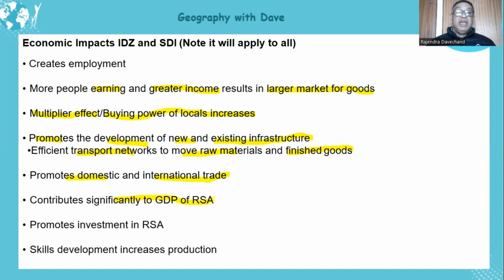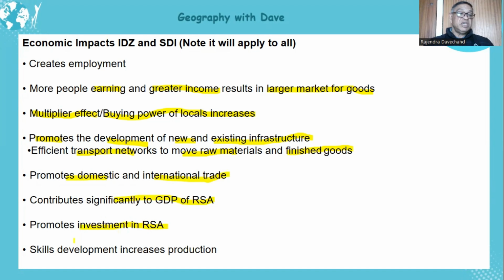It contributes significantly to the GDP of RSA. How? If you're producing goods and services in the country, that is the GDP: the goods and services produced within the country by citizens and non-citizens for a period of time, for example, a year. So if you're producing goods and services, then it definitely contributes to the GDP of the country, besides your taxation, etc. It promotes investment in RSA. If you have this beautiful infrastructure, you find production happening and it's a success, definitely there'll be more investments, creating those initiatives, etc.